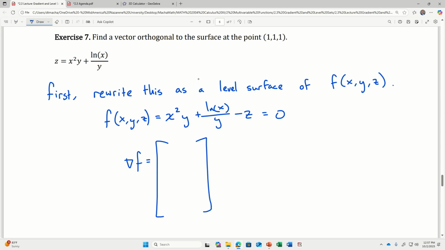So the gradient of f is going to be the partial derivative with respect to x, which is going to be 2xy. The derivative of natural log is 1 over x. And then the partial derivative with respect to y would be x squared. And then the derivative of 1 over y would be negative 1 over y squared. And then the partial derivative of f with respect to z would be negative 1. So this gradient vector is going to be orthogonal to the surface.